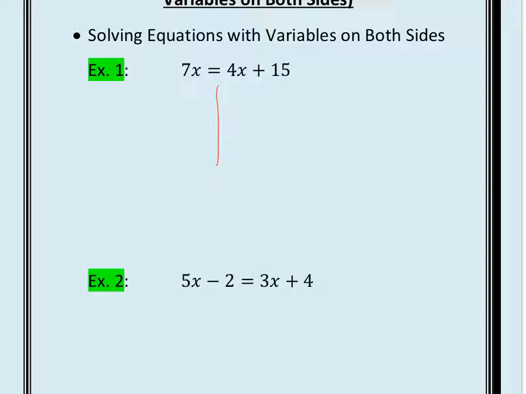In order to move the 4x, you have to add its opposite. So the opposite of 4x would be a minus 4x. So I'm going to subtract 4x from both sides. The 4x's on the right cancel. 7x minus 4x is 3x equals 15. And now you have a simple one-step equation. To solve for x, divide by 3. So x equals 5.